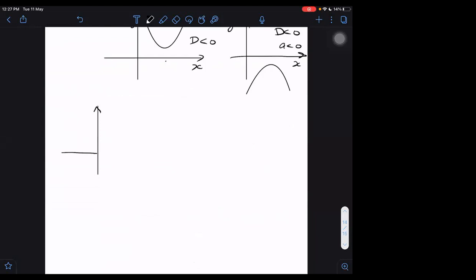Equation is given. We can plot. Sir, is it 4ac minus b square by 2a or 4a, sir?